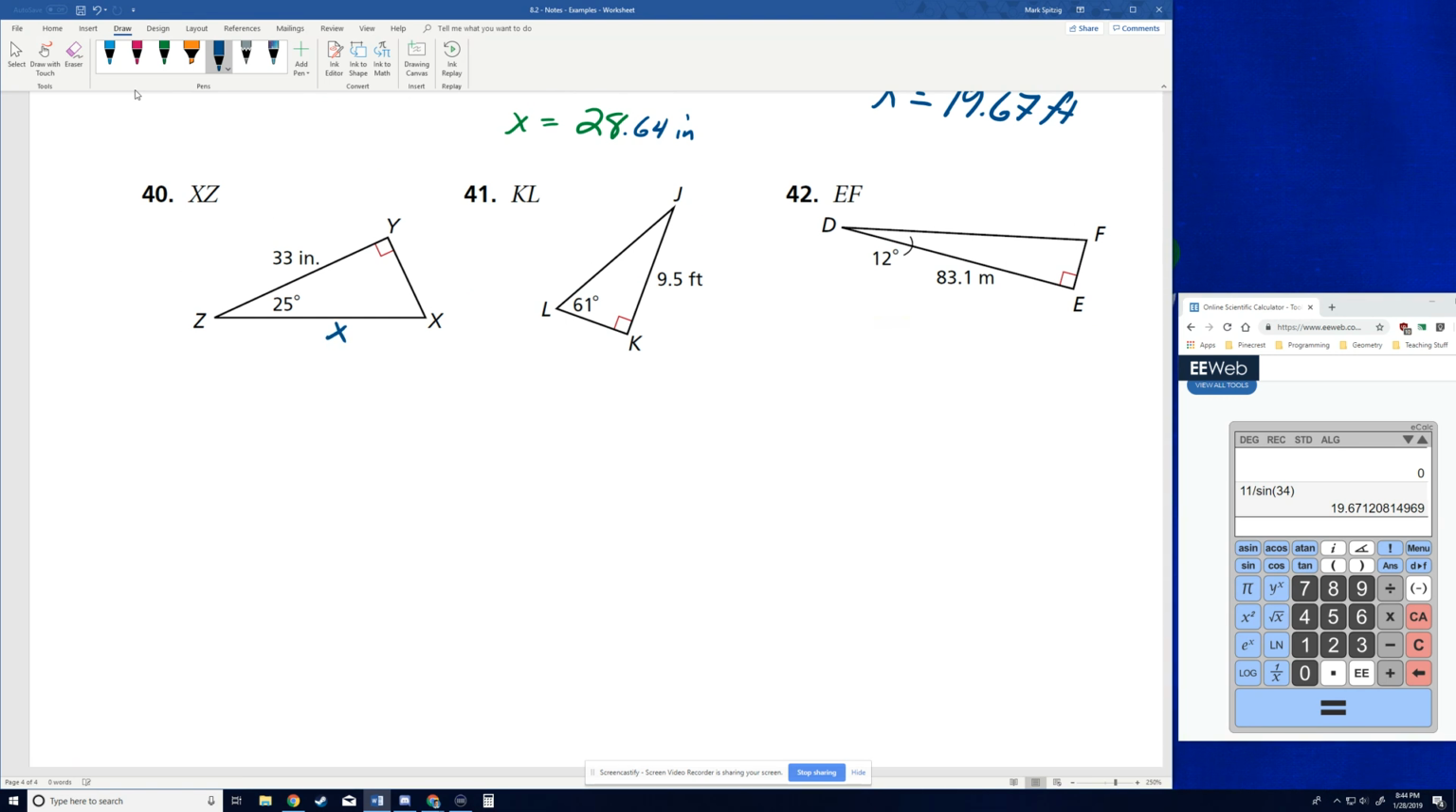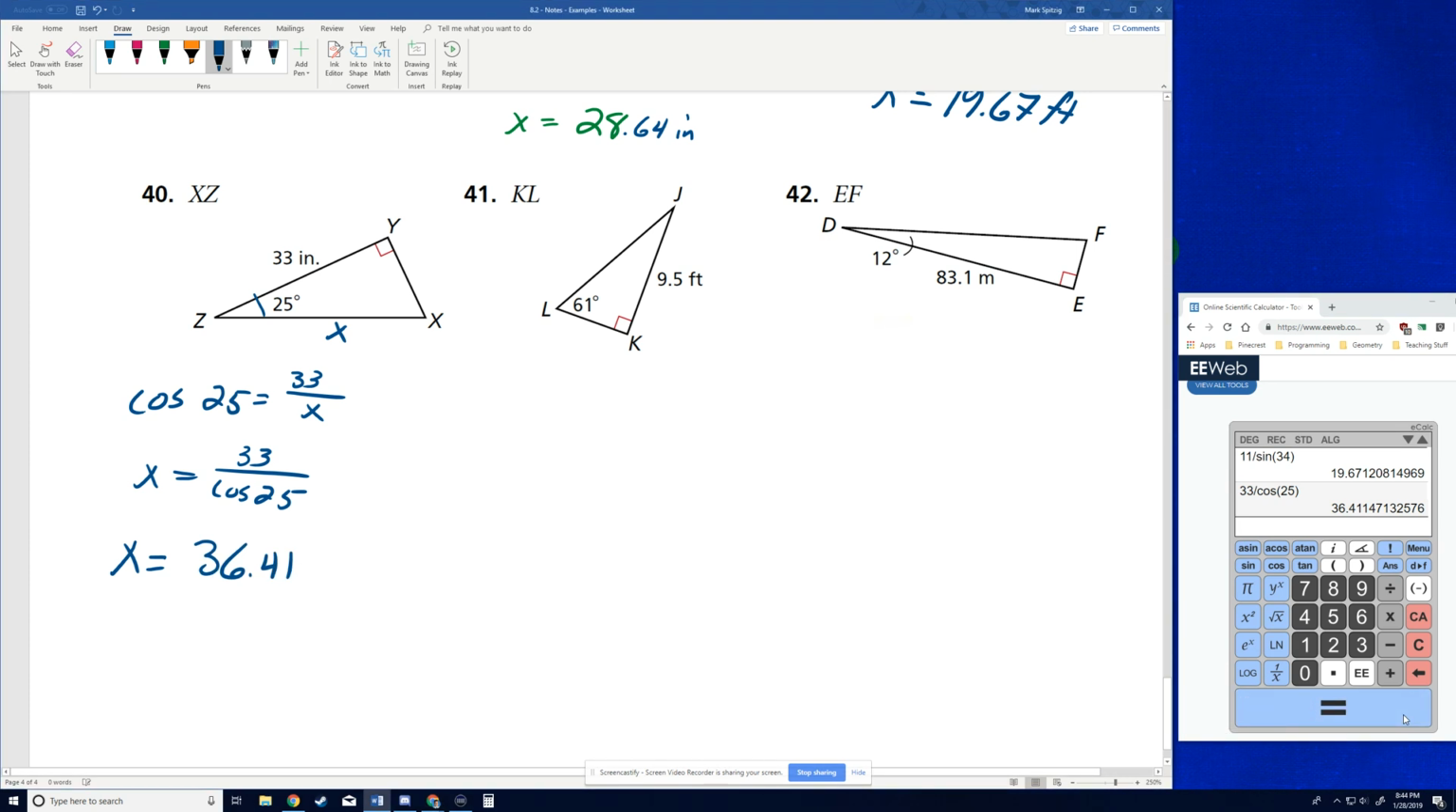XZ is the hypotenuse, and we're trying to find the hypotenuse. We have adjacent, that's cosine. Cosine of 25 equals the adjacent, which is 33, over x, which is our hypotenuse. We swap those two. X equals 33 divided by cosine 25. Much easier when you're not clicking. 36.41, makes sense. Bigger than that one.